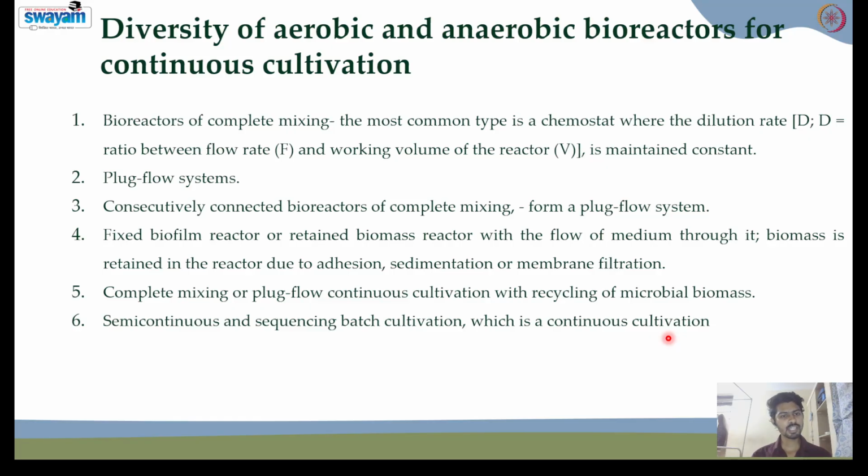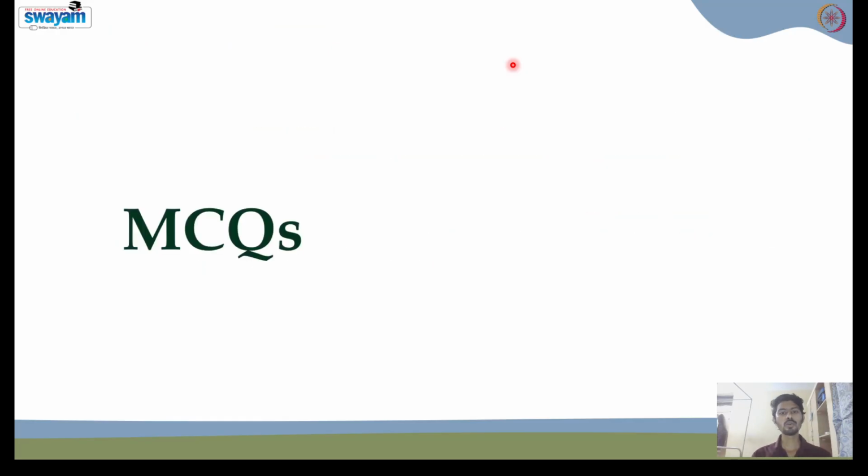So these are some of the configurations, and we will be discussing them in the upcoming weeks of the environmental biotechnology course. So now you have an idea what kind of configurations and systems are prevalent in anaerobic and aerobic bioreactors or continuous cultivation. So this is all about this week's recap.